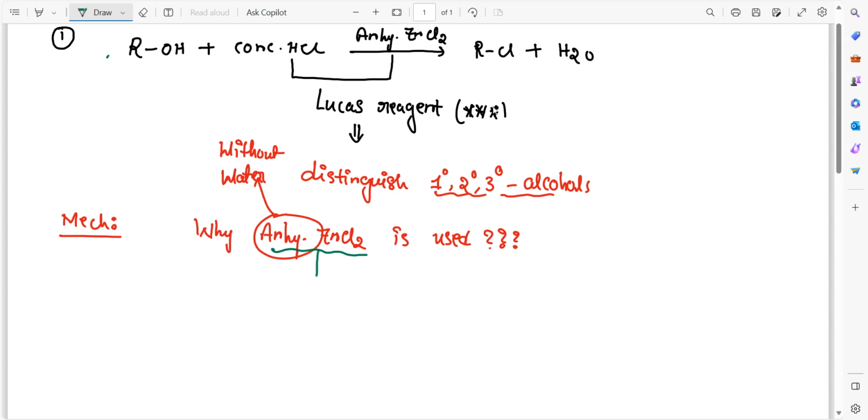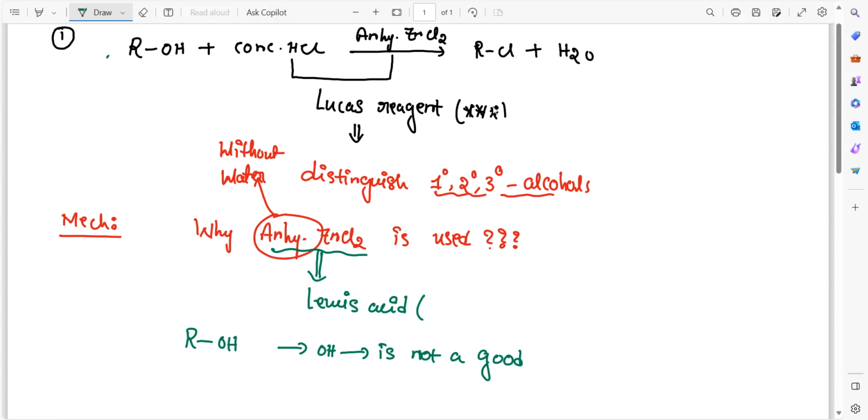Because anhydrous ZnCl2 is a Lewis acid. We know that every compound is stable when it has 8 electrons, that means it satisfies the octet rule. Here ZnCl2 does not satisfy the octet rule, that's why it acts as an electrophile. The OH group present in R-OH is not a good leaving group. That's why we use ZnCl2 as a Lewis acid.